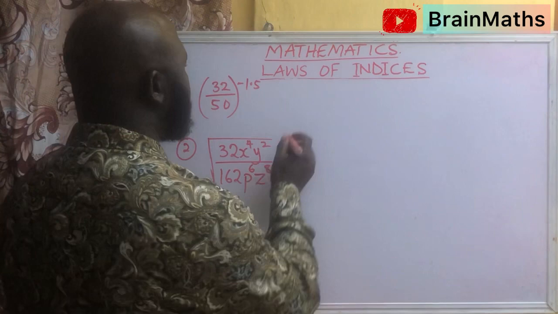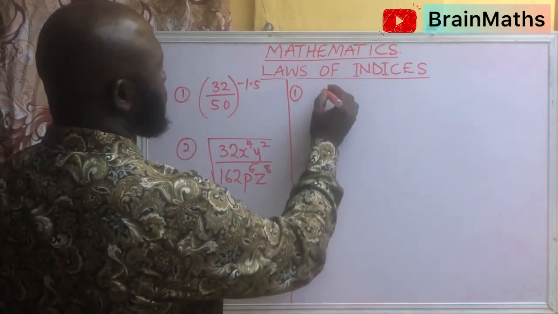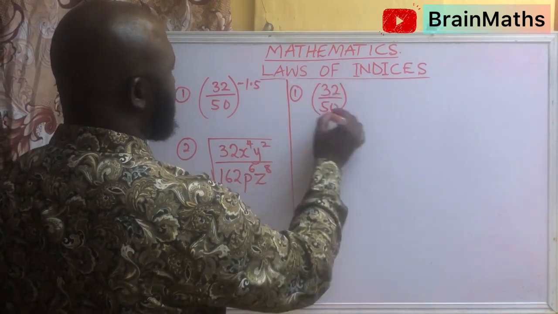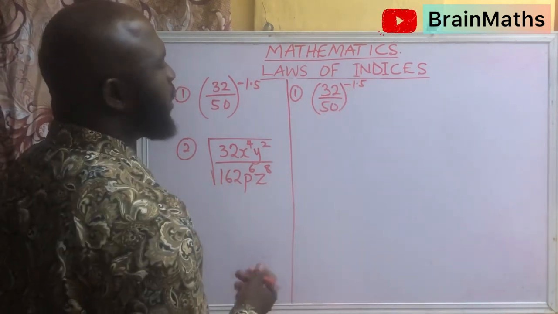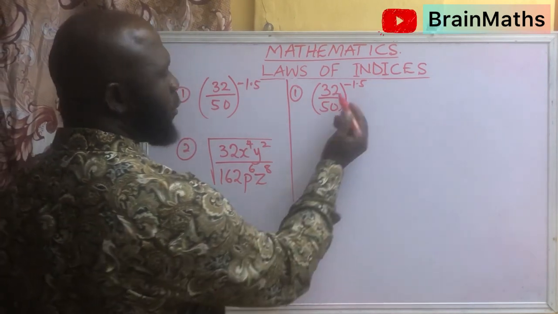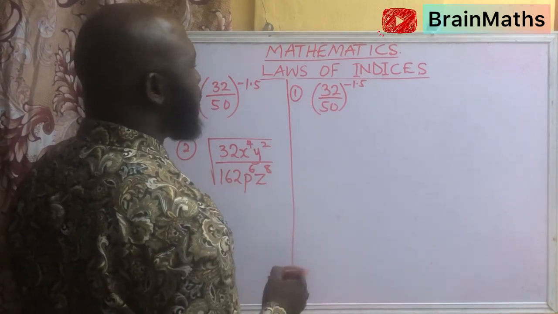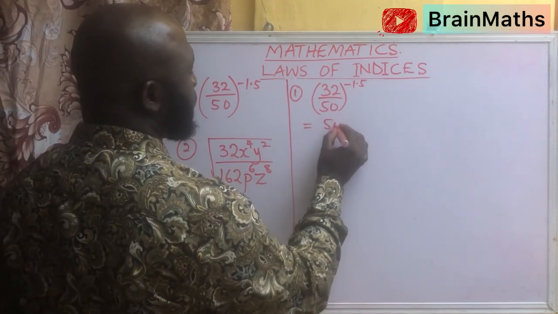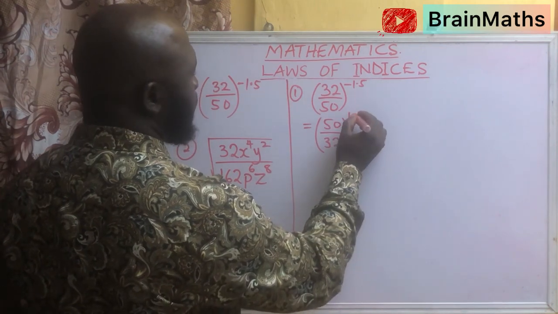Let's try to look at these two examples on the board. The first one says 32 over 50 raised to power minus 1.5. Firstly, we need to remove this negative part of the power. And don't forget that whenever we have a negative power, we have to turn the numerator and the denominator upside down to remove the negative. So this is going to give us 50 over 32 raised to power 1.5.